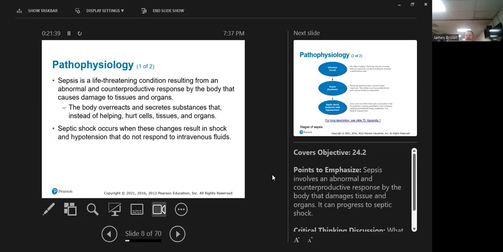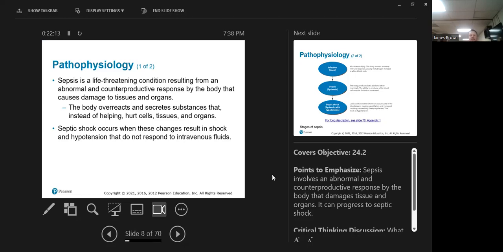Sepsis is a life-threatening condition resulting from an abnormal and counterproductive response on the body's part, which causes damage to the tissues and organs. Again, this is another microbe that gets into the body as foreign material, and rather than an allergic reaction, the body overreacts in certain other ways and can cause issues with sepsis. The body overreacts and secretes substances that, instead of helping, hurt the cells, the tissues, the organs, and the blood vessels specifically.